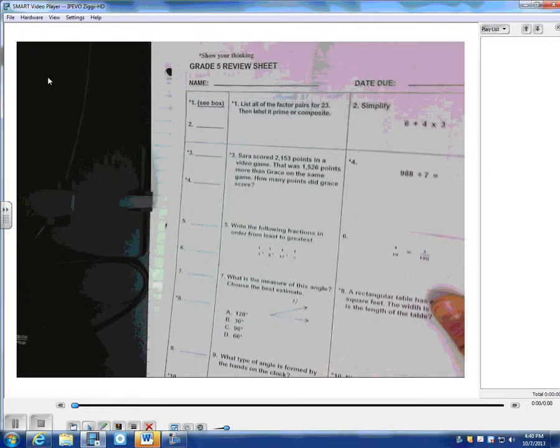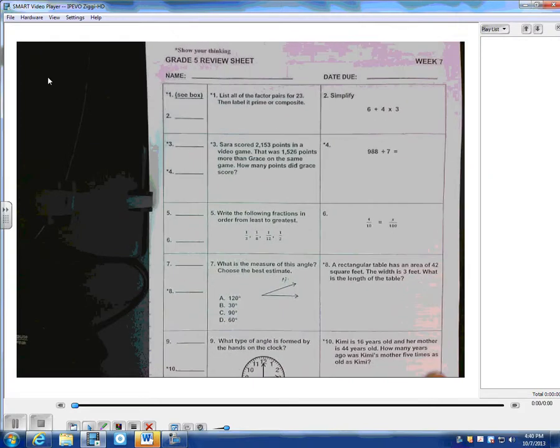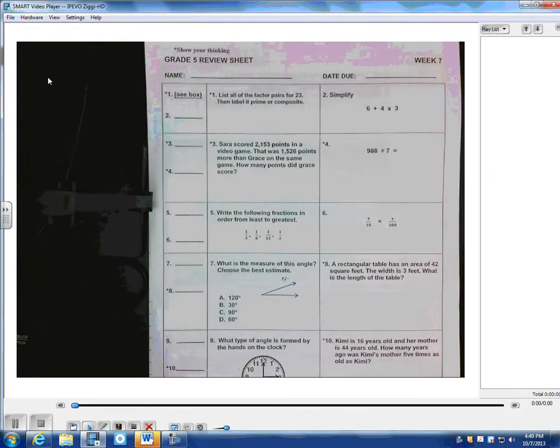Let's look at number 3 now. 3 is a word problem. It says Sarah scored 2,153 points in a video game. That was 1,526 points more than Grace on the same game. How many points did Grace score?